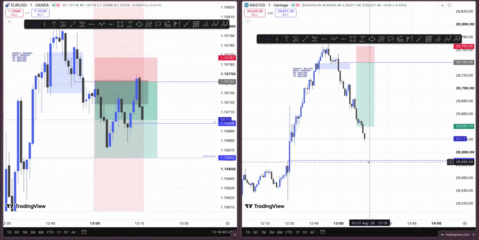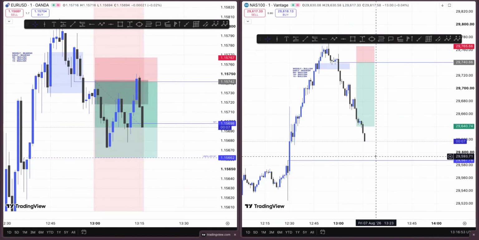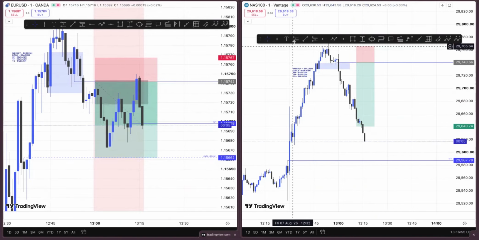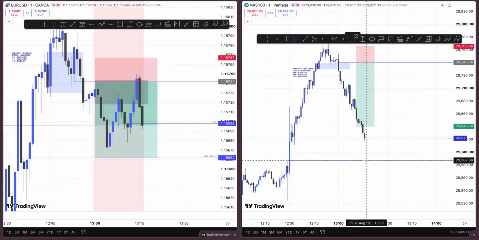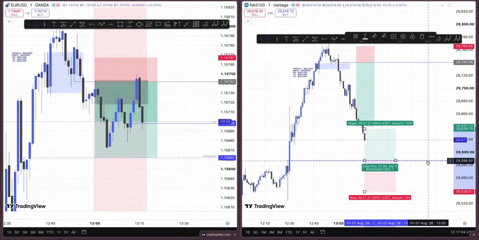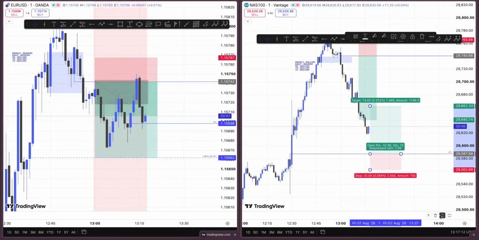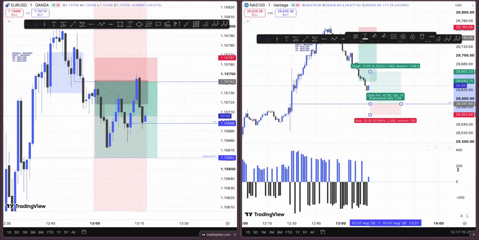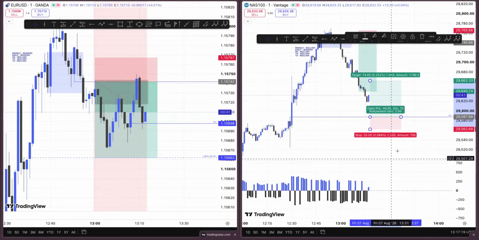NAS 100 approaching the area of interest. I don't know, I'm not really interested, but oh, I might. So I'll take a buy from here and see how it plays out. I might even use my CVD to confirm the candlesticks in that demand. So let's see how it goes.